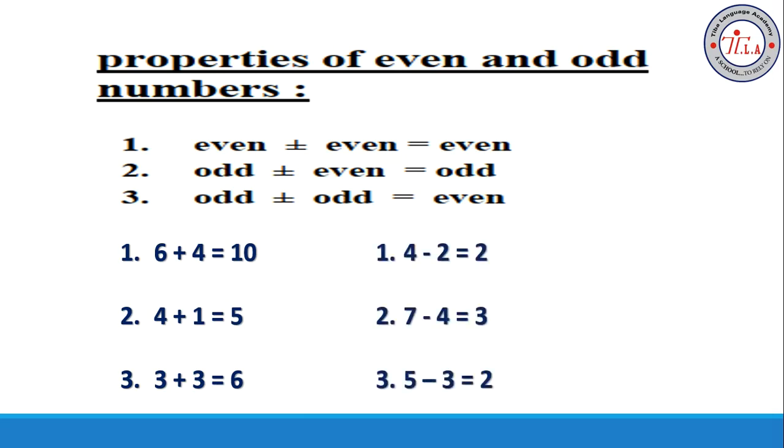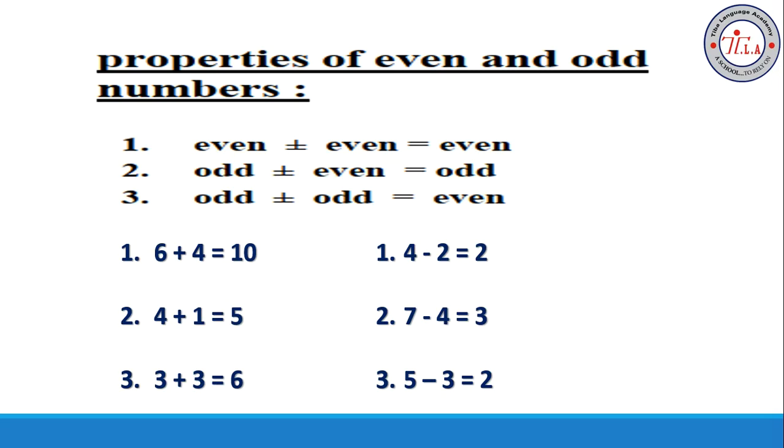Here, number 1, 4 minus 2 equal 2. 4 is an even number. Minus 2, 2 is also even number. Equal 2, 2 is also even number. Okay? Even number minus even number equal even number.